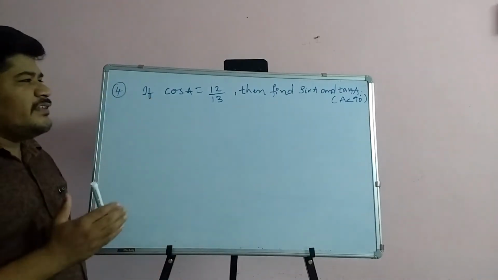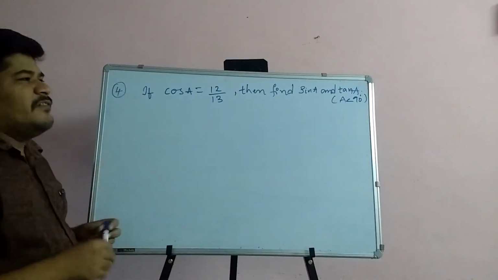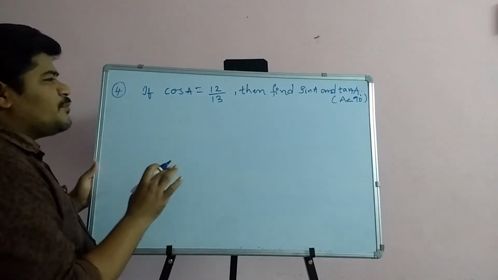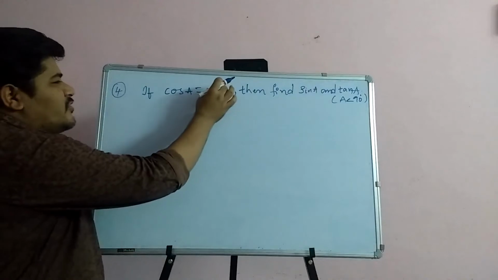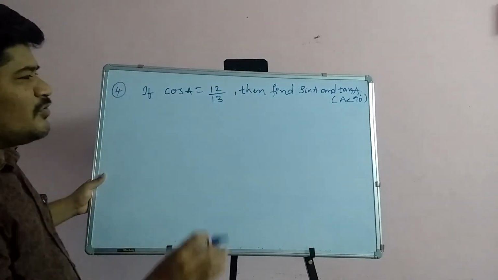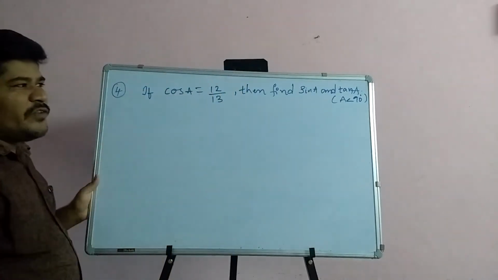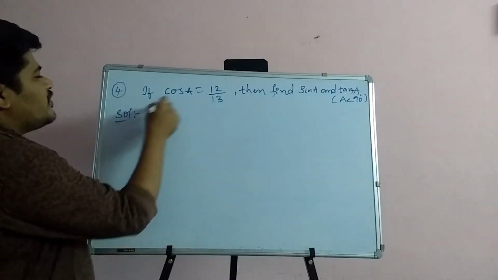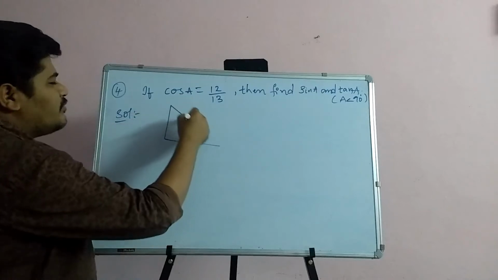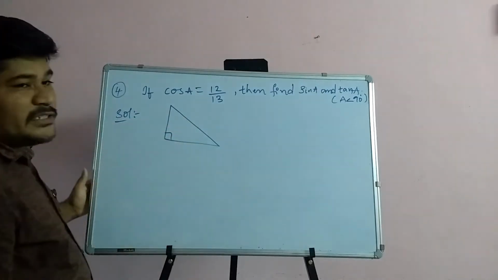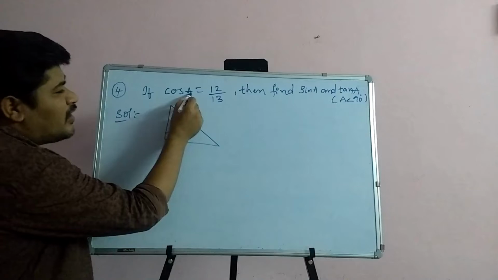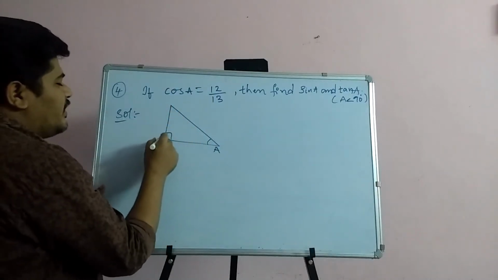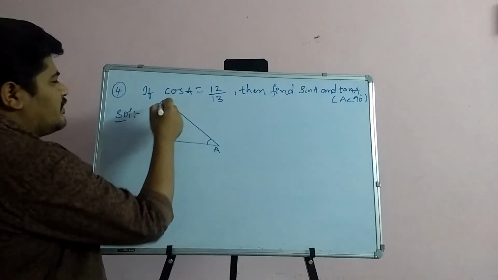Okay, if cos A is equal to 12 by 13, then find sin A and tan A. So children, in this problem they gave the cos A value as 12 by 13. Okay, that is the only given data, and they are asking us to find sin A and tan A. So according to this given data, I am taking one rough diagram, children. Okay, so right angle triangle ABC, and they gave cos A. You can take A here or here, and here I am taking B, and this is C.